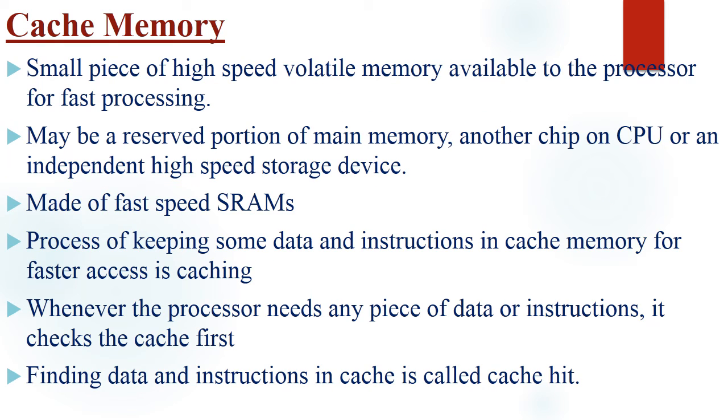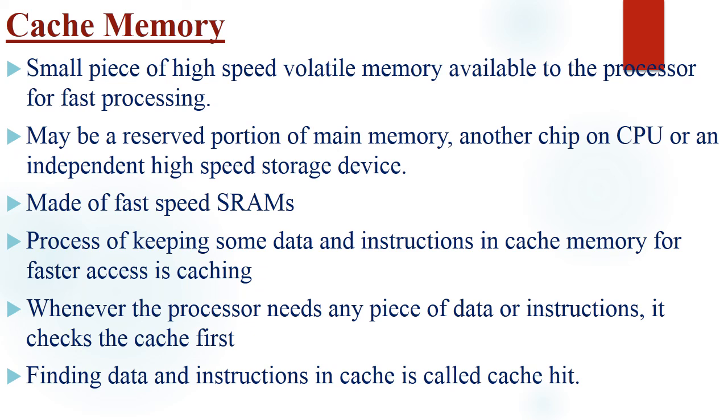Now let's look at the most special type of memory, which is the cache. First, a small piece of high-speed volatile memory available to the processor for fast processing. When the processor needs to do very fast processing and it has run out of RAM, then cache memory is made available. Second, it may be a reserved portion of main memory, another chip on CPU or an independent high-speed storage device. This is used for only special cases.